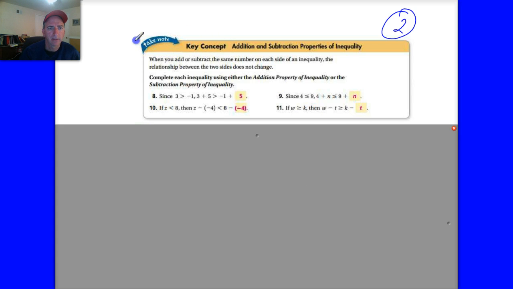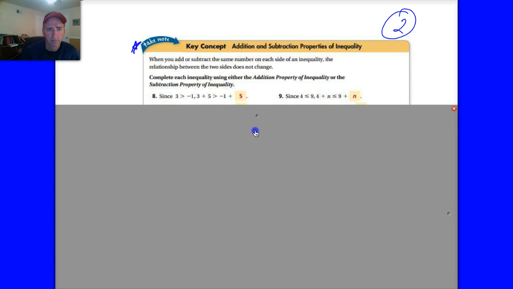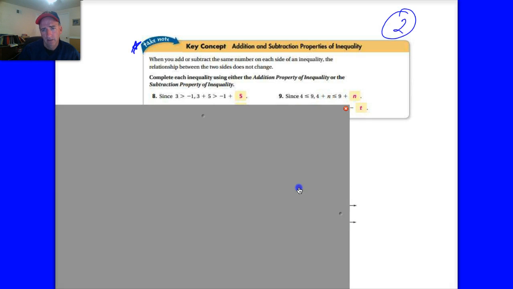Key concept here. All right, so here we go. Addition and subtraction properties of inequalities. Well, here's what they're trying to tell you here. If you add or subtract a number to each side of an inequality, the relationship between the sides doesn't change. Let me put it to you like this before we get into this.